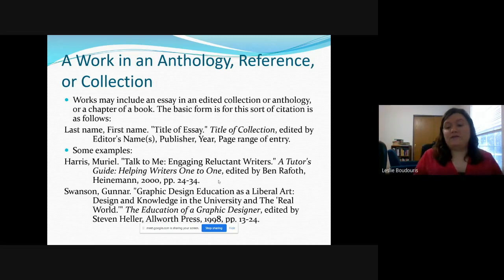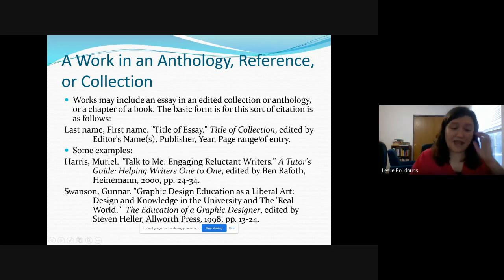If you were citing the entire book and not just the chapter or the article within, you wouldn't need the page numbers. You only need them if you're citing a specific chapter or article within that big book. But for the textbook, you'll need this. You won't need the editor, but you'll replace it with an edition. So it'd be 12th edition.